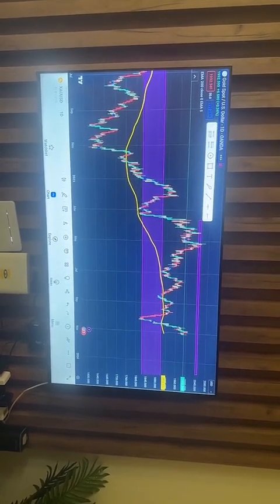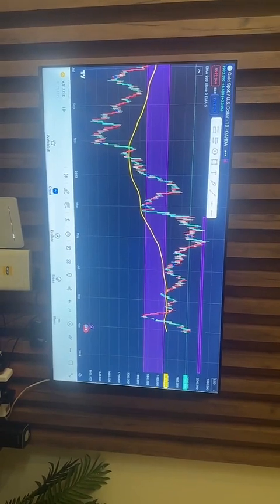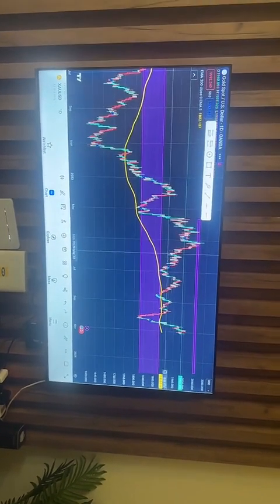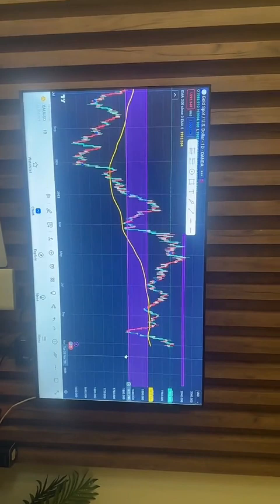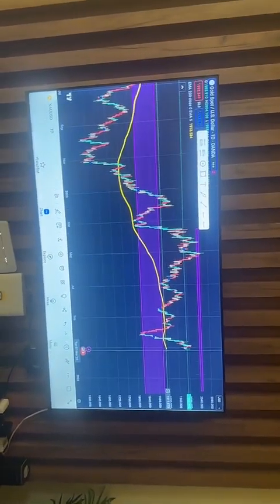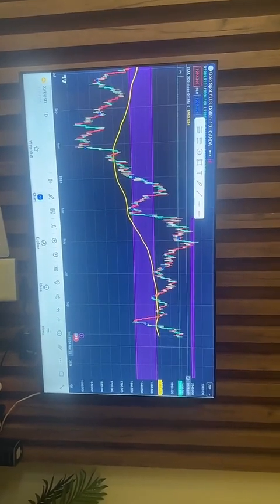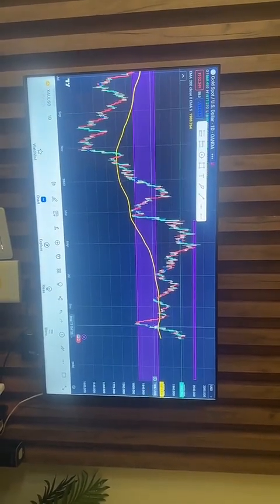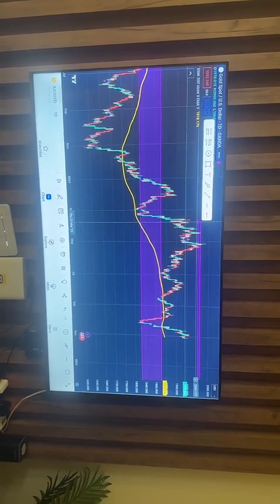I will begin to look for sell confirmations instead of actually holding strong for buy. At the moment, I'm still holding strong for buy, but as I said, these are the conditions that could actually change the narrative.